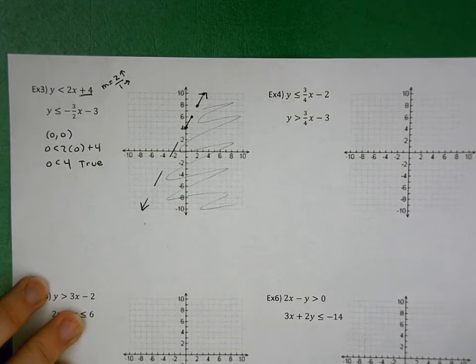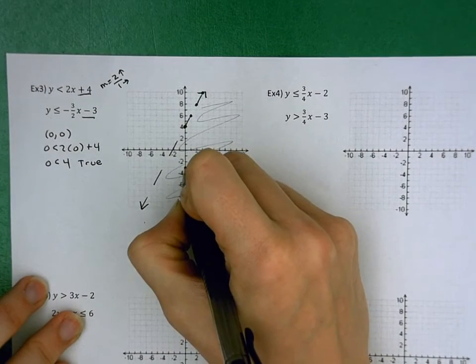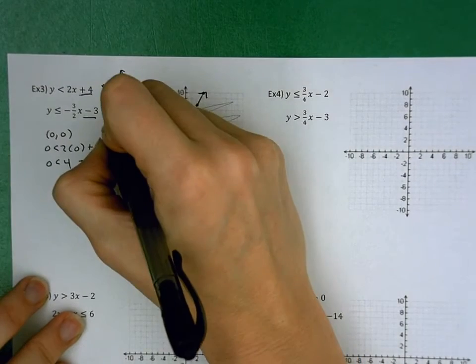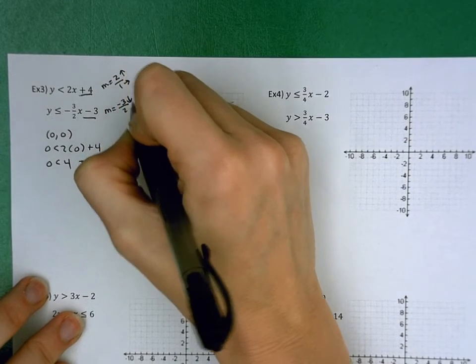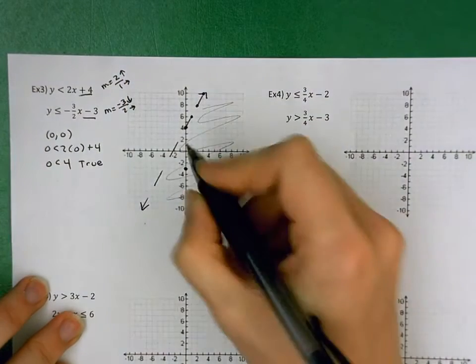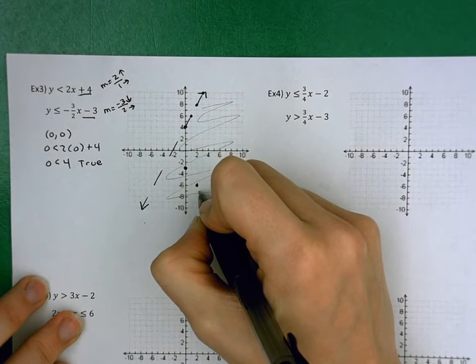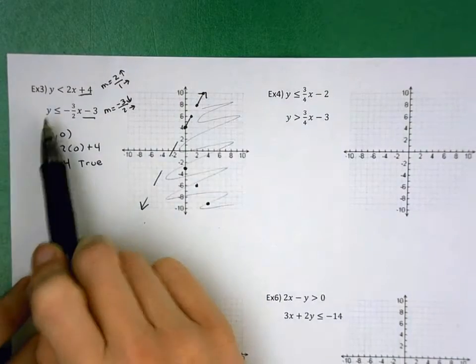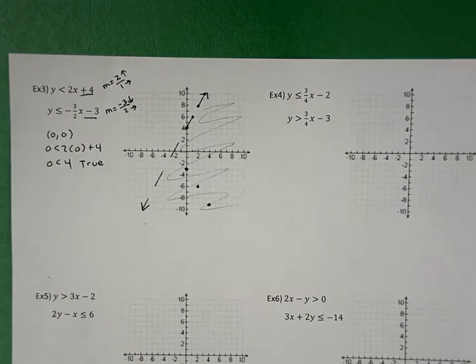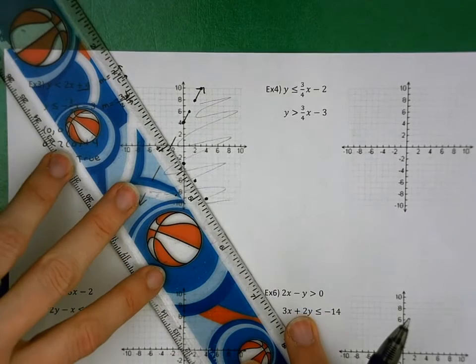Okay, next one, we have our b, which is negative 3. My m is negative 3 halves, which means I'm going down 3 over 2. So down 3 over 2. And then this is an equal to inequality, an equal to symbol. So this is going to be a solid line when we connect these.